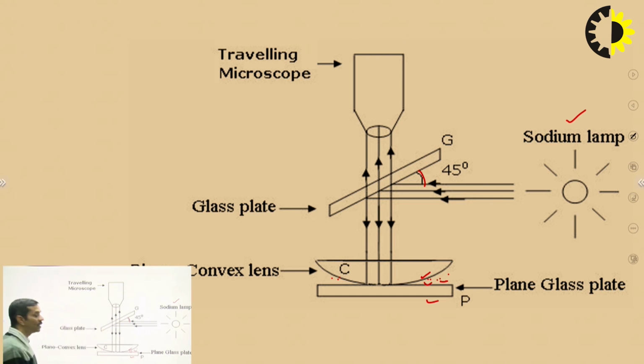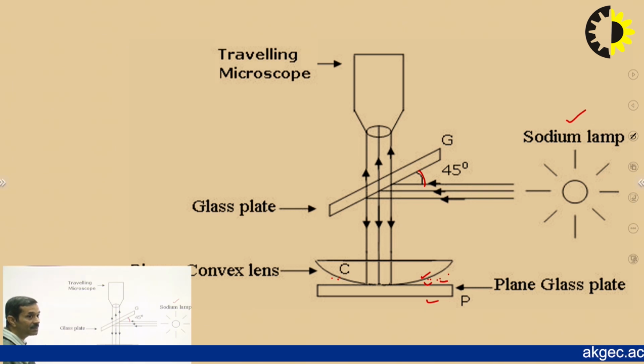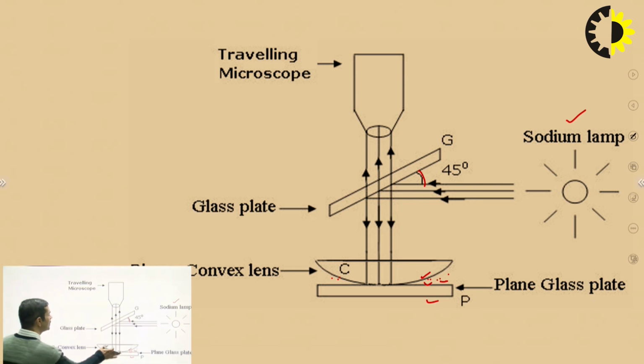So interference occurs between the rays reflected from the lower and upper surfaces of the thin film, that is, from the upper surface of the plane glass plate P and the lower surface of the plano-convex lens C. They interfere in space, and due to their superposition we see an interference pattern in the form of rings, which is observed through a traveling microscope. These are the basic components required for the formation of Newton's rings.